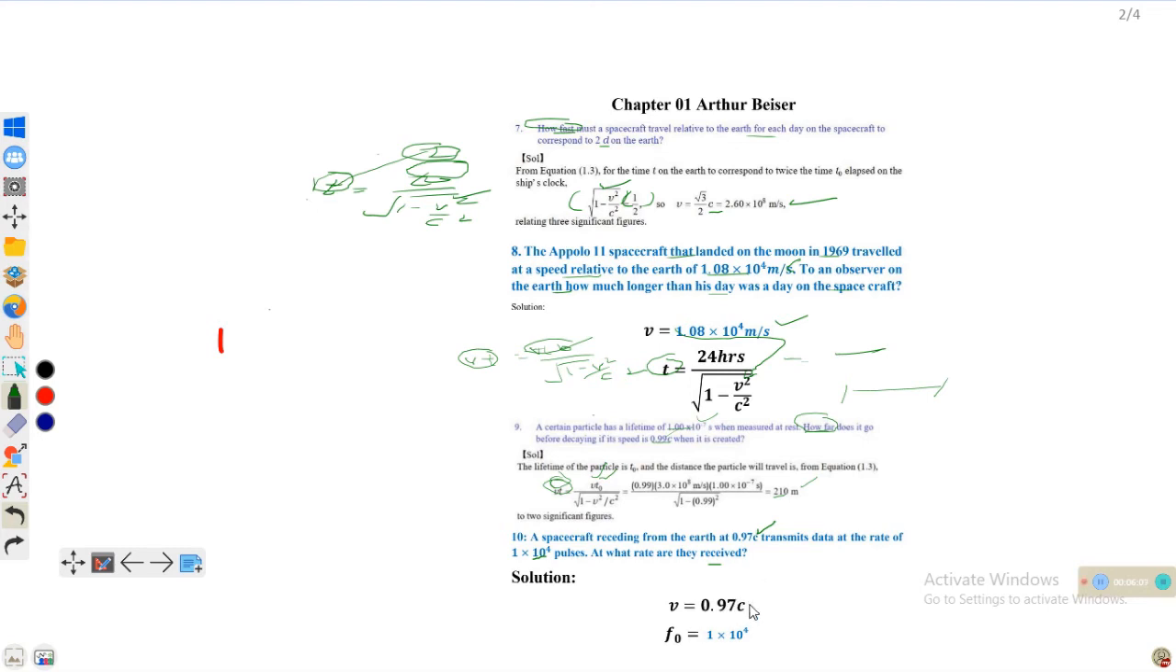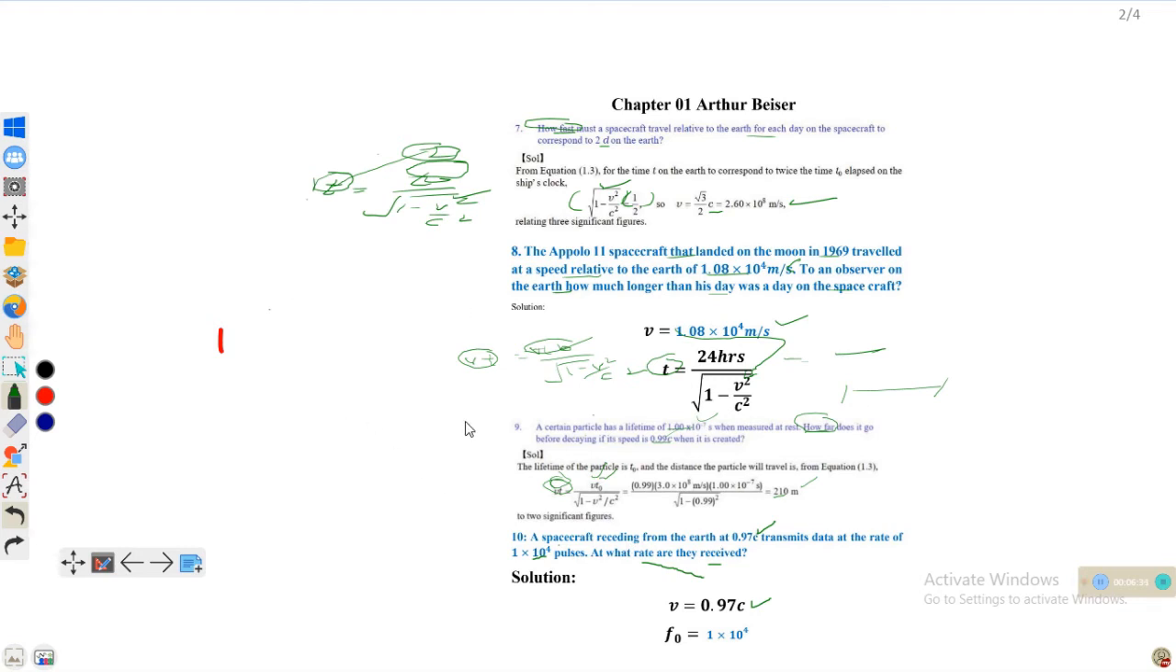V is 0.97 c, and we are given the pulse transmission rate, which means the number of pulses per unit time, which is the frequency. The frequency of the source is 1 × 10^4. And at what rate are they received? It means we have to find the observed frequency. We are given the source frequency and a spacecraft descending from the Earth.